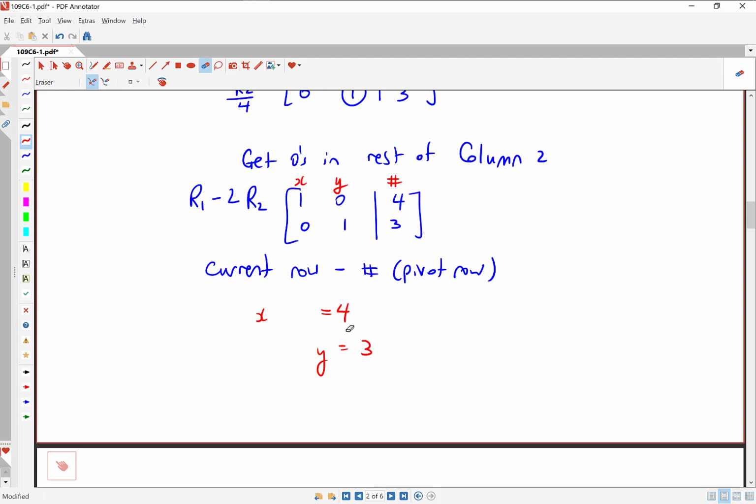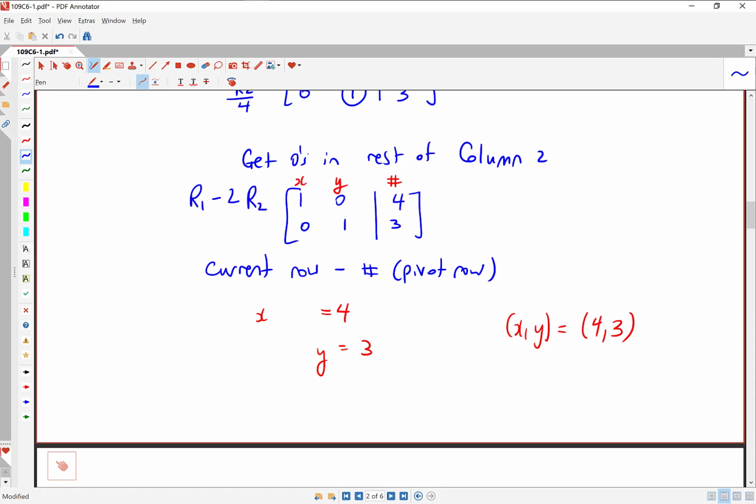The solution is X is 4, Y is 3. Often what we'll do is we'll write our final answer just as an ordered pair like this. So x comma y, 4 comma 3. So those are the values that solve the system of equations.